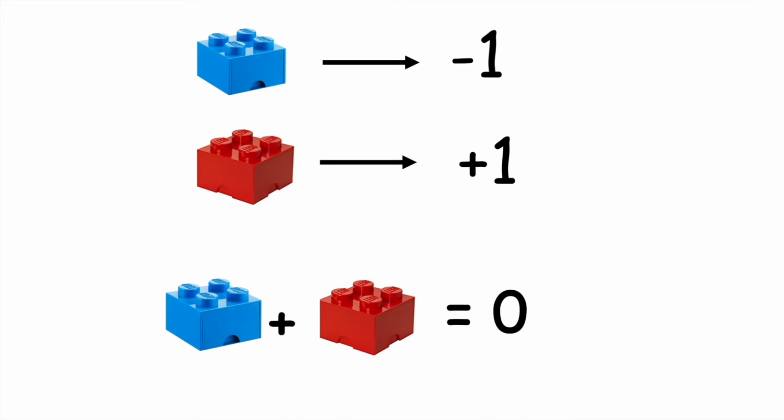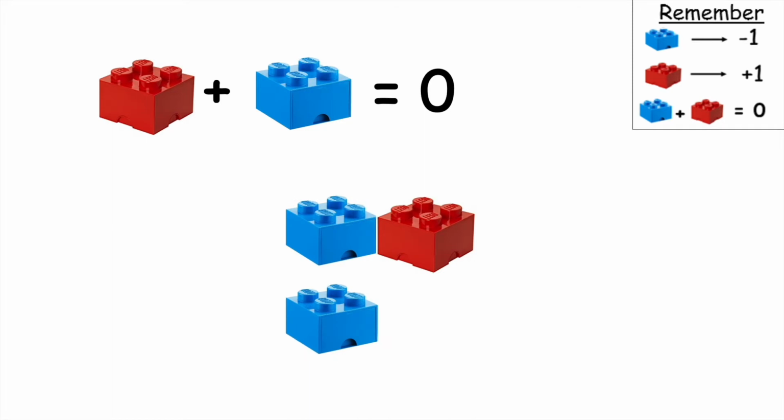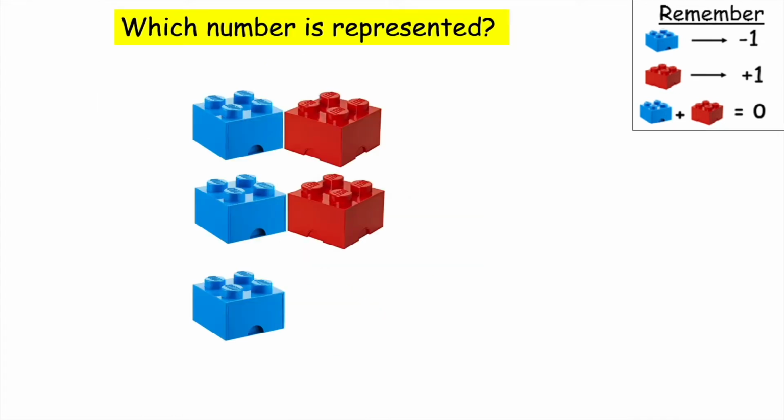So using this idea, think about what number is represented on your screen now. If the top row represents 0 and underneath I have one blue Lego brick, this number represents -1. Similarly here, I have 2 rows of 0 and 1 blue Lego brick, so this again represents -1.